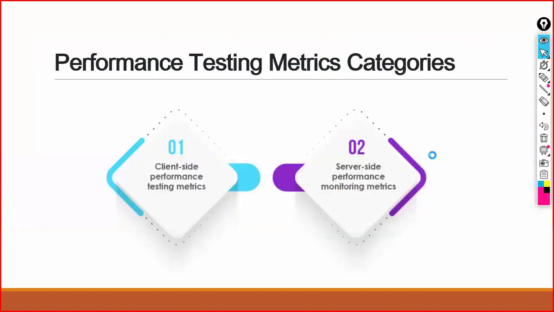So the next slide is related to performance testing metrics. Generally, there are two main categories of performance testing metrics. One is the client side performance testing metrics, and the second one is the server side performance testing metrics. What is meant by client side performance testing metrics, and what are server side performance testing metrics? That we need to understand here. So we'll jump into each type of metric. First, we'll start with client-side metrics.